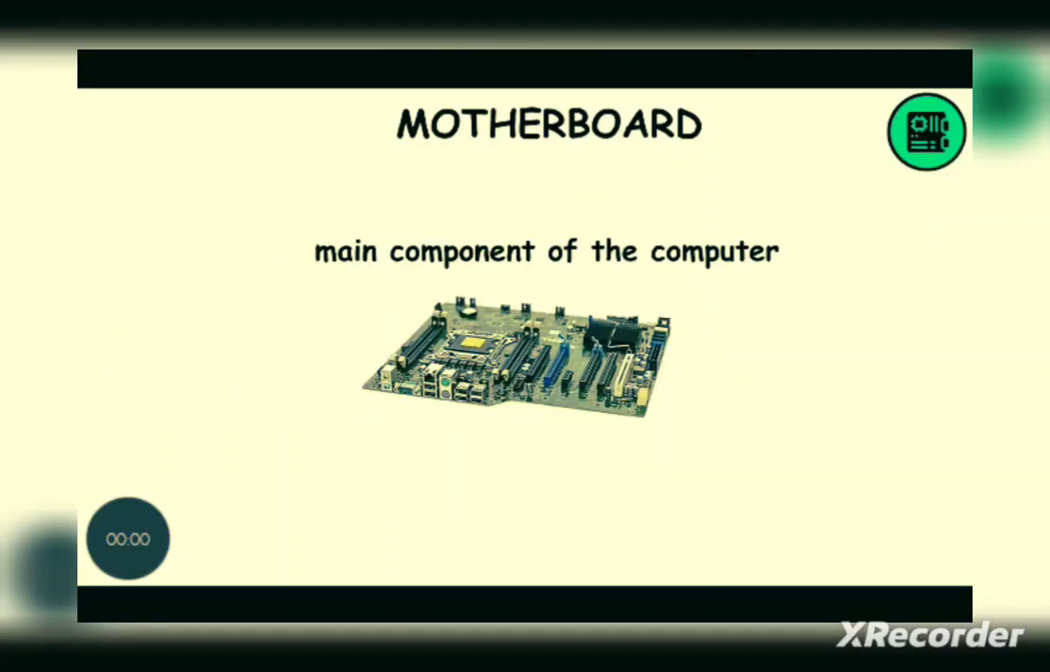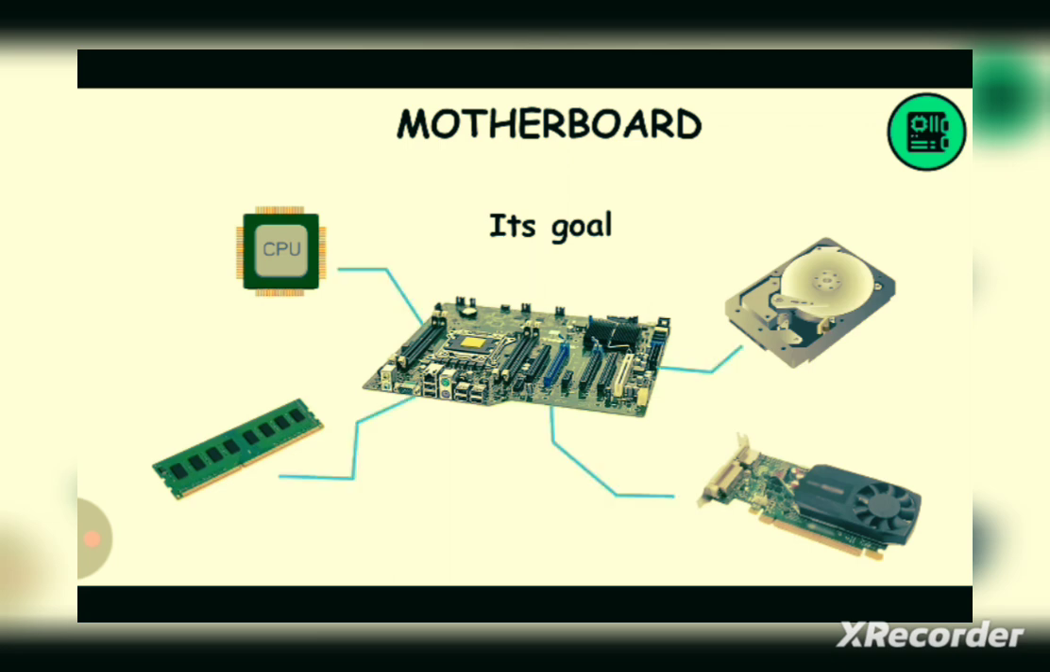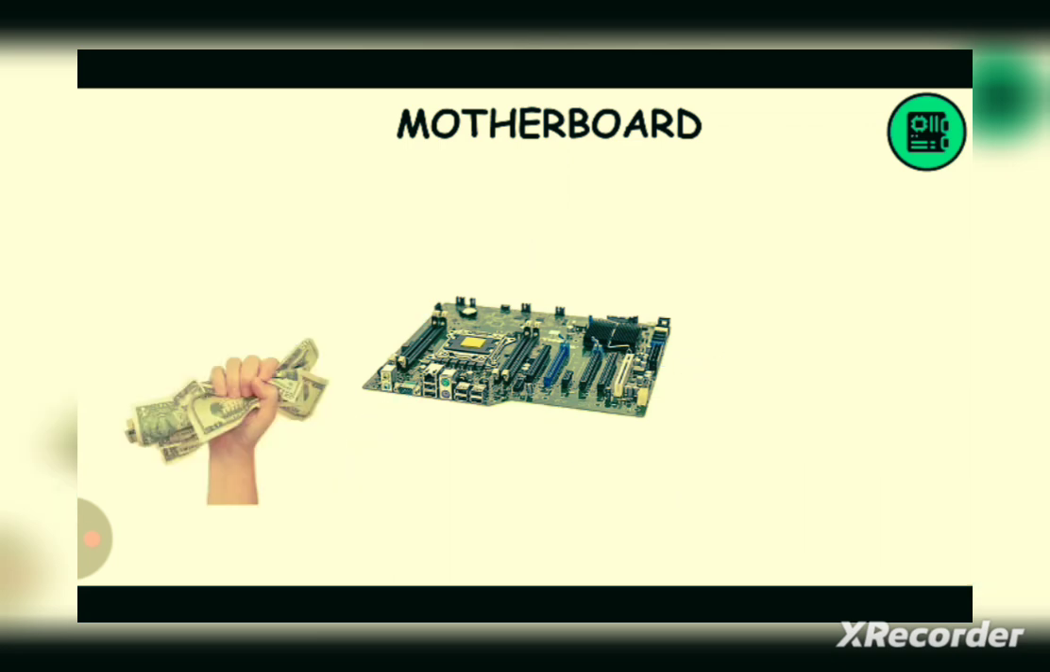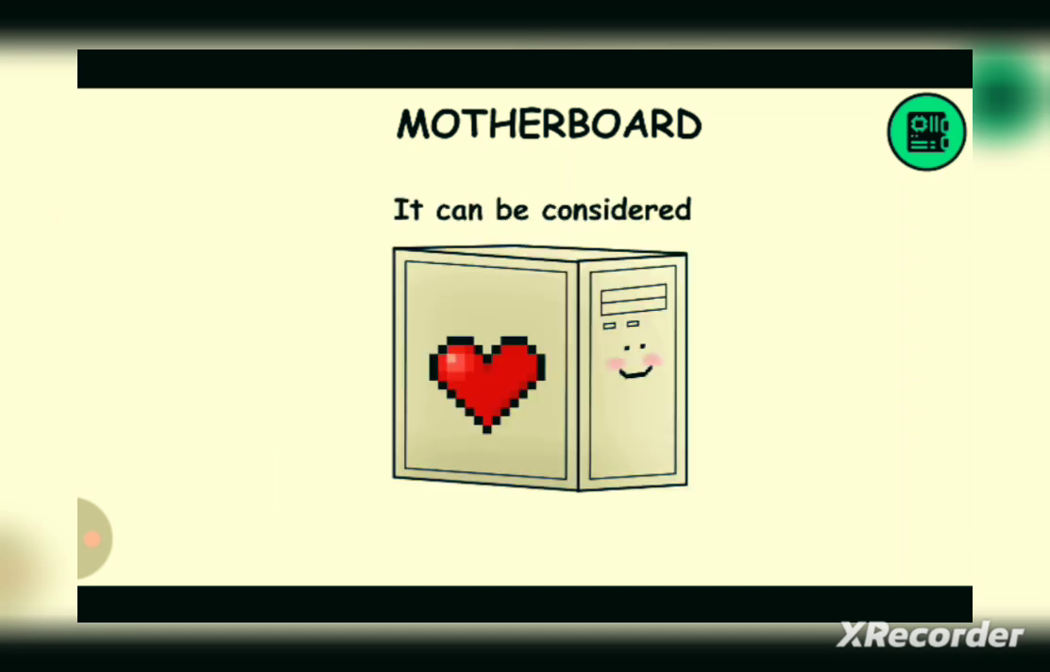Flat circuit board, and it's the main component of the computer, where every other component gets connected. Its goal is to make the different parts of the computer communicate with each other. It's relatively cheap if compared against other components, even though it's arguably the most important one. It can be considered the heart of the computer.